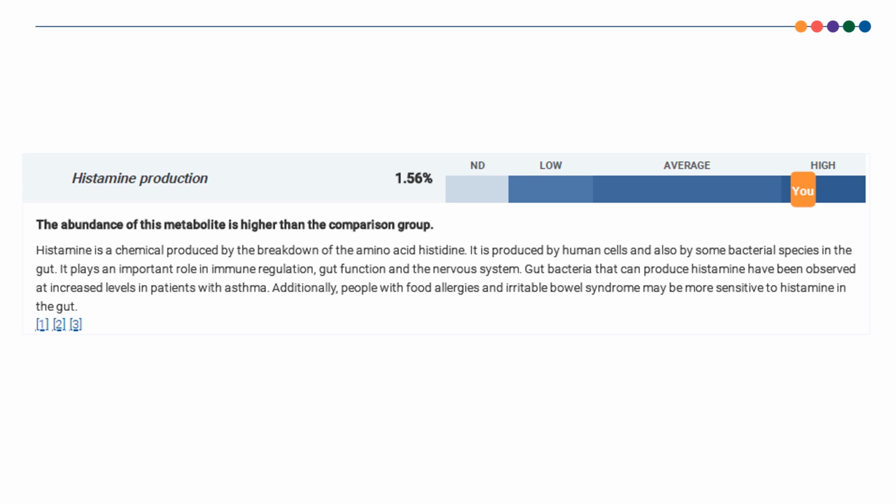Histamine is produced both by gut bacteria and human cells. Gut bacteria that produce histamine may be higher in patients with asthma. People with food allergies and IBS may be more sensitive to histamine produced in the gut. In this case, the microbiome potential to produce histamine is high. Strategies to reduce overall histamine load may be considered. Outcome studies are lacking regarding microbiome modulation to alter systemic histamine levels.